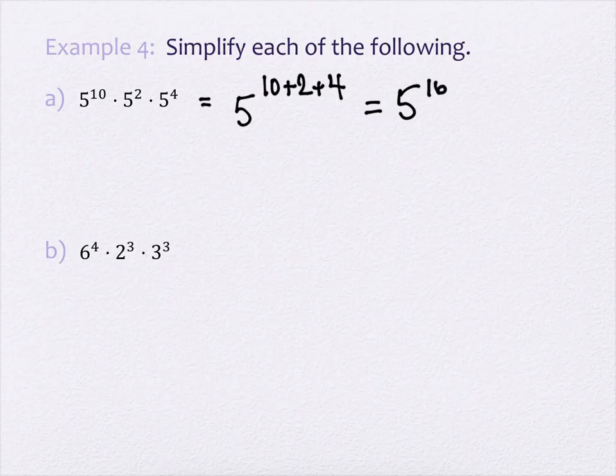Now B is a little bit different. What makes B look different than A? They don't have the same base. They do not have the same base. Does everybody see that? A 6, a 2, and a 3. So you can't just merge them together and call it like, well, it's kind of like the first one. No, it isn't. The bases have to match for that to work.